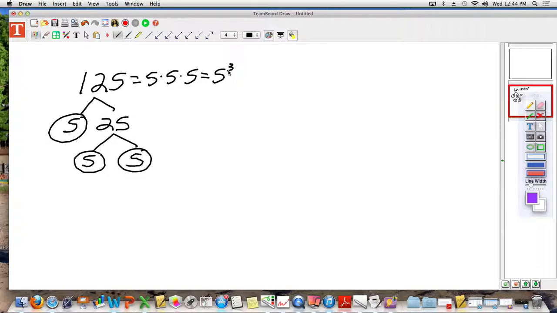All right, you ready for a big one? Why not? Let's do 1,024. Now, you guys all know that 1,024 is divisible by 2, right? It's even, it's divisible by 2. I highly encourage you to find a bigger number. Otherwise, it's just going to be a really long factor tree, which is fine.